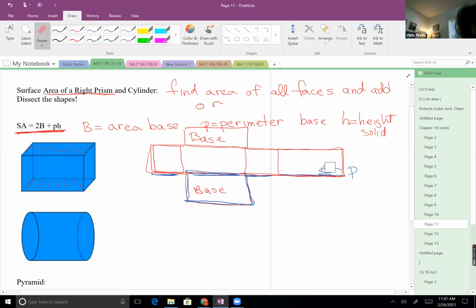So I'm going to draw a better arrow here so that the length of that great big long side would be the perimeter of the base. And this would be the height of the prism. And so I'd take the area of the base and I'd have to double it because I have two bases. And then I'll take the perimeter of the base and multiply it by the height.